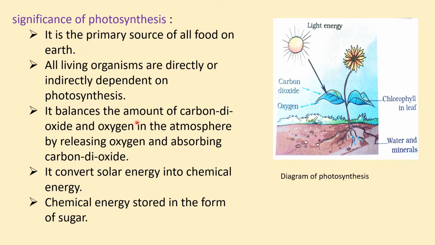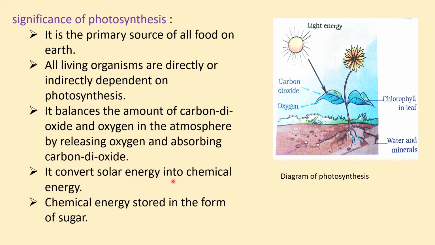It balances the amount of carbon dioxide and oxygen in the atmosphere by releasing oxygen and absorbing carbon dioxide. For photosynthesis the raw material is carbon dioxide. Plants take in the carbon dioxide and after photosynthesis they release oxygen. So they are balancing that process. Photosynthesis is also balancing the carbon dioxide and oxygen ratio in the environment.